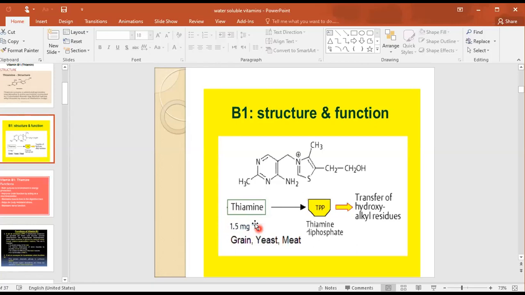The requirements: from vitamin B1 our body requires 1.5 milligram per day of thiamine, so it's very low concentration. We need a very small amount of thiamine in order to maintain its function in the body.